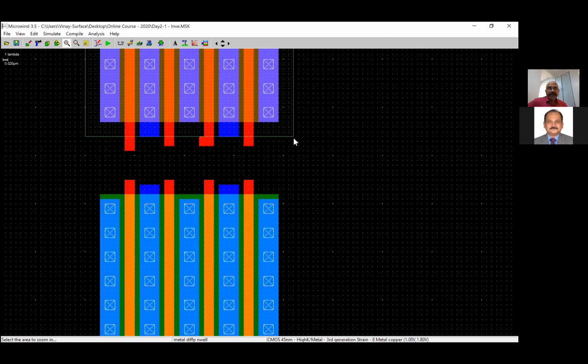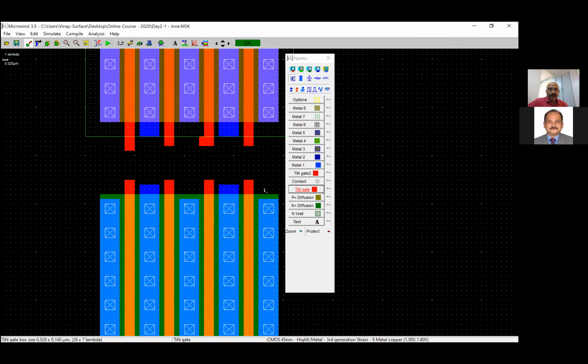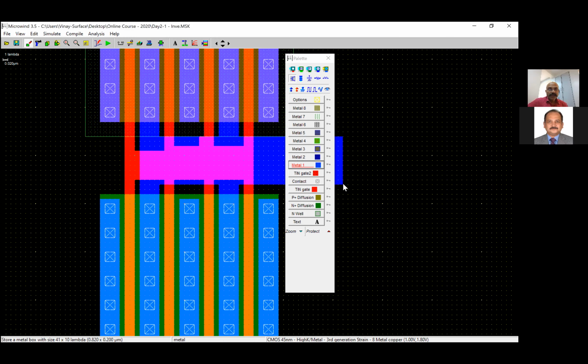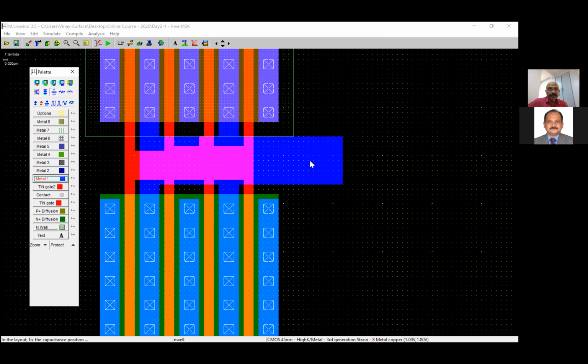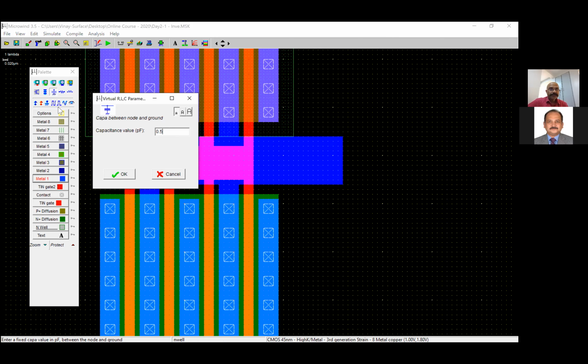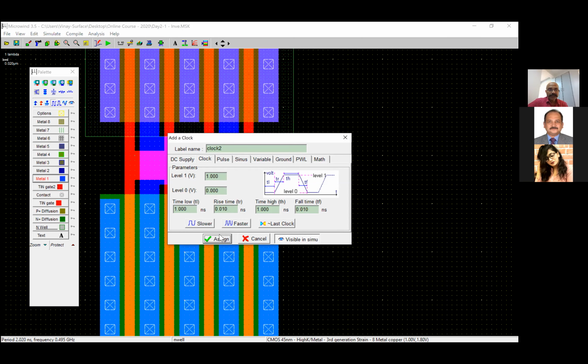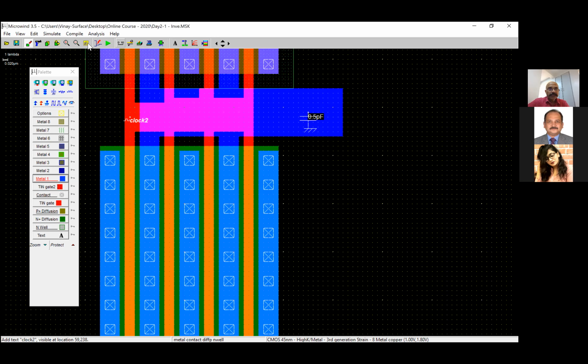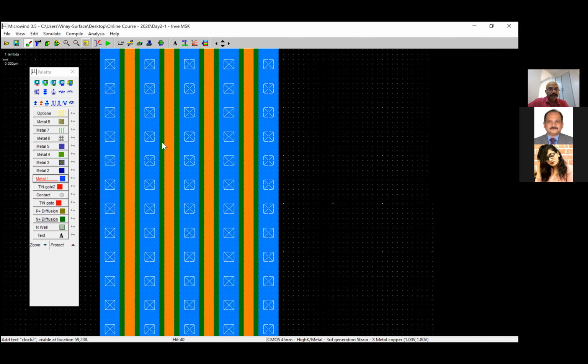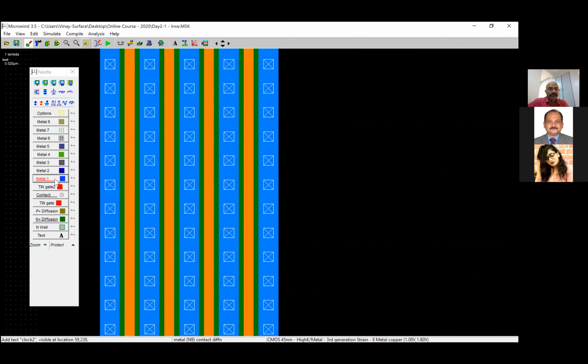So I just join them. I take the gate material and short the gate part. I take the metal one and short the nodes which are extruding from the NMOS and PMOS side. I take a capacitive load of the same value, 0.5 picofarad. I take the clock and apply it to the gate, the same clock, but the name is clock 2 this time. And I go to the bottom of the NMOS to short the metal lengths.